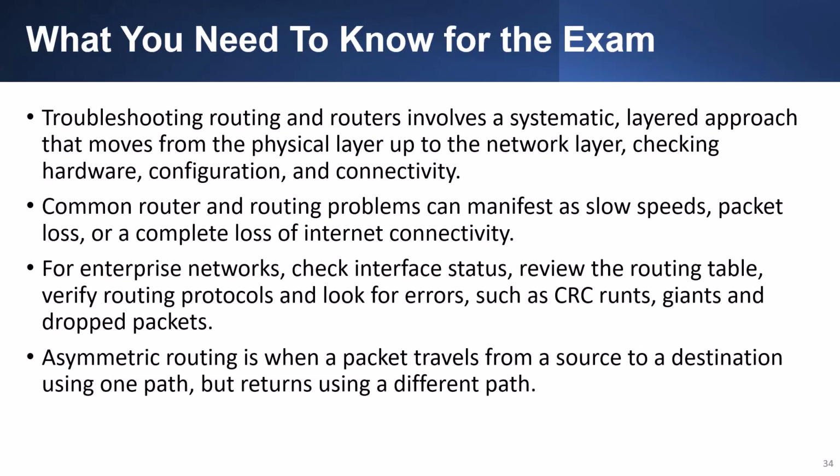In summary, troubleshooting routing and routers involves a systematic, layered approach that moves from the physical layer up to the network layer, checking hardware, configuration, and connectivity. Common router and routing problems can manifest as slow speeds, packet loss, or complete loss of internet connectivity. For enterprise networks, check interface status, review the routing table, verify routing protocols, and look for errors such as CRC, runts, giants, and dropped packets. Asymmetric routing is when a packet travels from a source to a destination using one path, but returns using a different path.